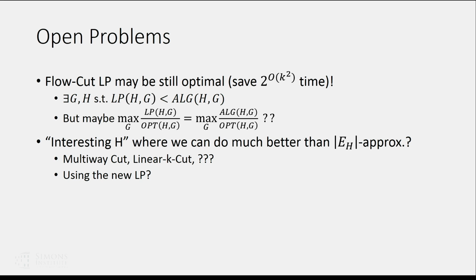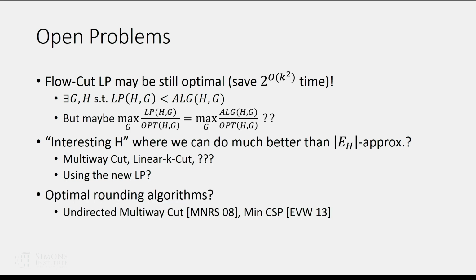Another open problem is to find an interesting H where we can do much better than the trivial approximation. We know this for multicut and linear k-cut, and as I said, they all use the flow-cut LP. So maybe you can do much better for some other H using a new LP.